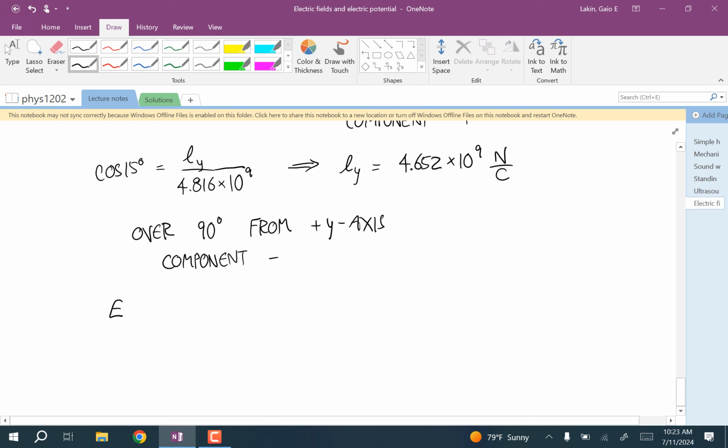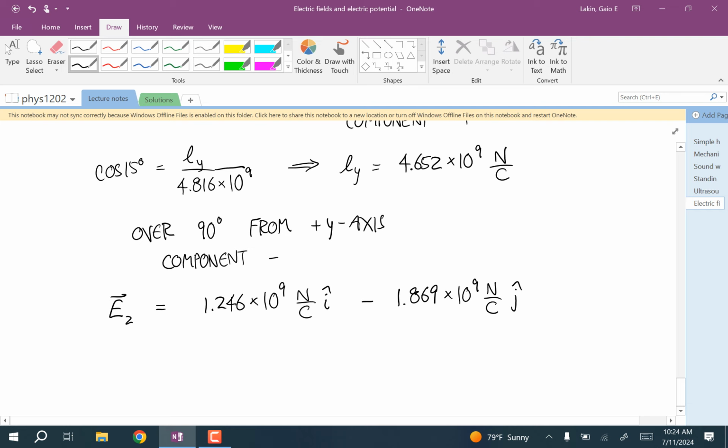And so finally we can write down our components for the electric field vector due to the fixed charge at 2. And this is 1.246 times 10 to the 9th newtons per coulomb I. And now here's where the negative comes in for the y component, minus 1.869 times 10 to the 9th newtons per coulomb J.